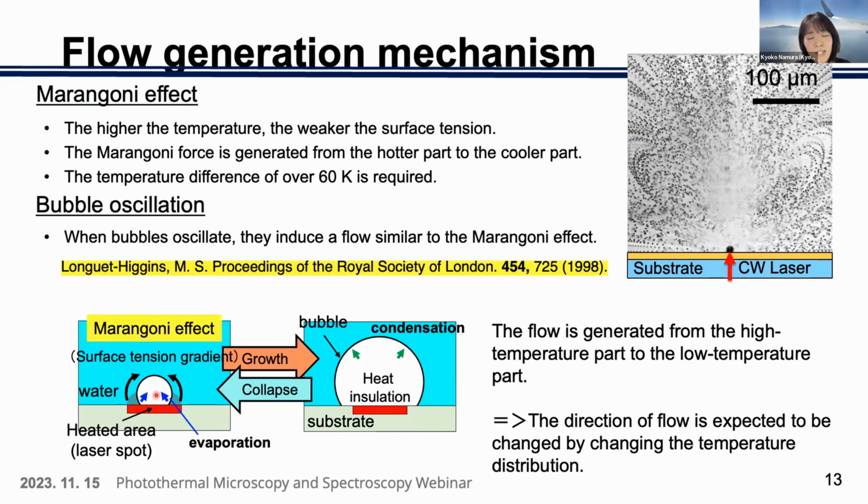This is maybe difficult to maintain. So the other flow generation mechanism is the bubble oscillation. When the bubble oscillates, it actually induces a flow similar to the Marangoni effect. You can check this paper.